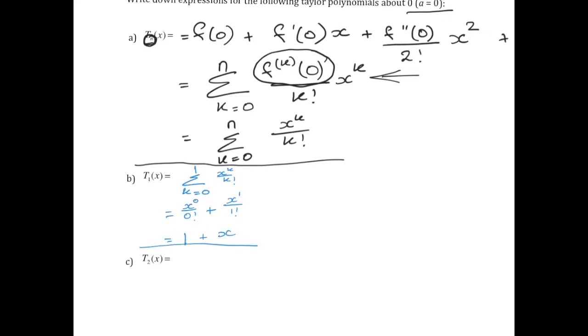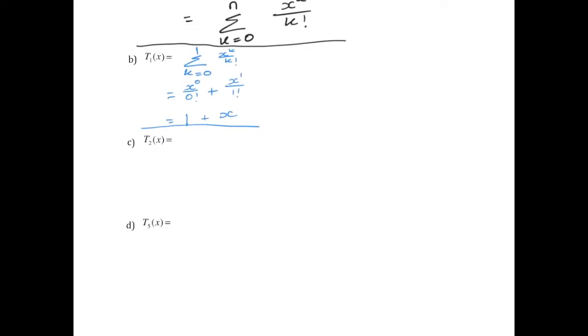Okay, and now I want T2 of x, which is just one more term than the previous. So what is that? 1 plus x plus, take a moment. I'm doing x squared over 2 factorial, which is 2. Tell me what is the next term. Beautiful. Tell me what's the next term. Beautiful. Now let me just go a little slower for people watching at home.